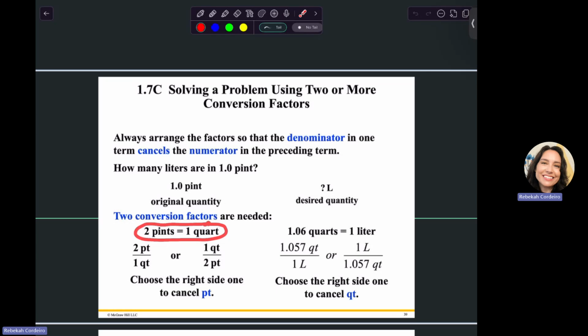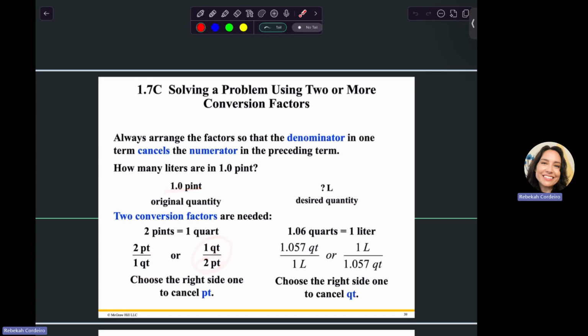We can put that into two different possible fractions. Two things that are equal to each other can go on top of each other as a fraction. That can help us cancel out a unit we don't want. So for example, if we want to go from pints to liters, and this is a conversion factor that we have, we could get rid of pints by throwing this one in there. Because I'm starting with pints and I want to get rid of them, I'll put pints on the bottom. That will cancel pints out. I'll show you what it looks like in a second.